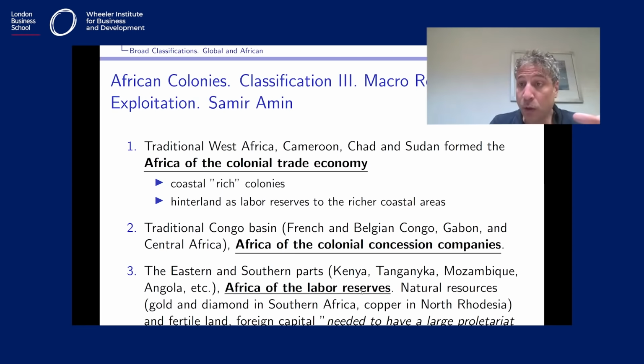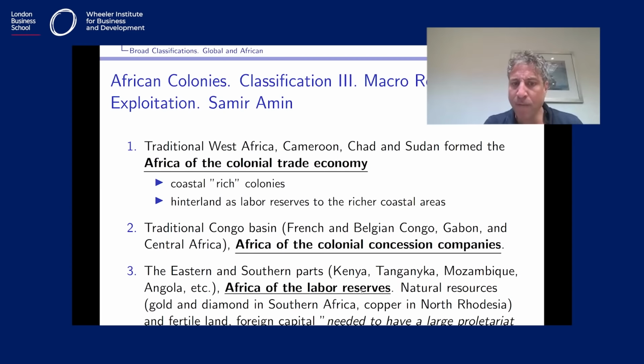The Africa of the colonial concession companies, for example, in French or Belgian Congo or in parts of Central Africa, where colonization was outsourced to private corporations that ruled the interior, raising capital from European capitals and ruling the interior ruthlessly. We have the traditional West Africa, Cameroon, and perhaps some other countries where we had relatively rich coastal regions, and then, for example, in Ghana, the Northern Territory served as labor reserve, supplying much needed labor into the Asante region in the center and Gold Coast in the south.